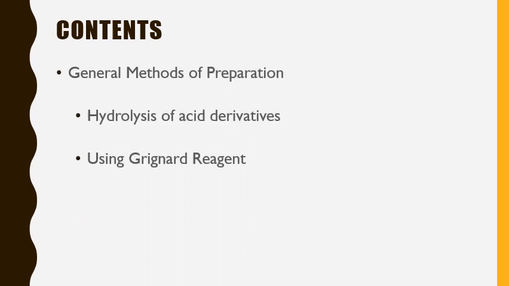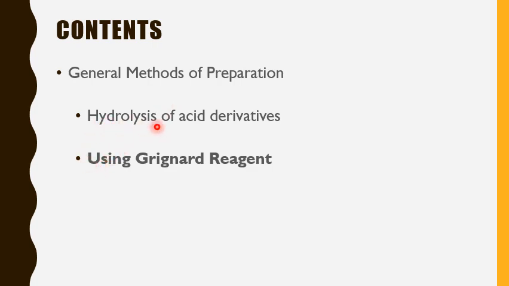So this is the quick recap of the previous class. Now let us enter into the main content of today's class. What are the contents? As part of today's class, we are going to see the general methods of preparation, which include both aromatic as well as aliphatic acids. There are two methods. One is hydrolysis of acid derivatives and the other one is using Grignard reagent.